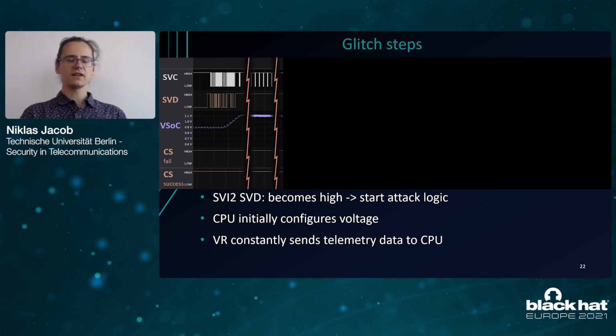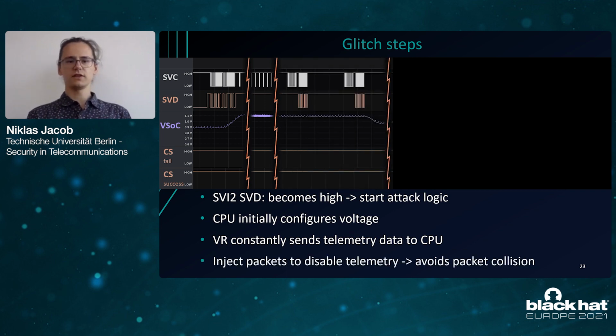Afterwards, there's some activity that you can see here on the clock line, which would potentially interfere with our packets being injected. This activity is the voltage regulator sending telemetry data back to the CPU. In order to avoid collisions, we disable this telemetry reporting feature by injecting our first 2 packets some time after that. You can see here we wait for a telemetry report, and right afterwards we inject the packet. We do this 2 times here to once set the core voltage that we know and the SoC voltage that we predetermined, and we also disable this telemetry reporting feature.